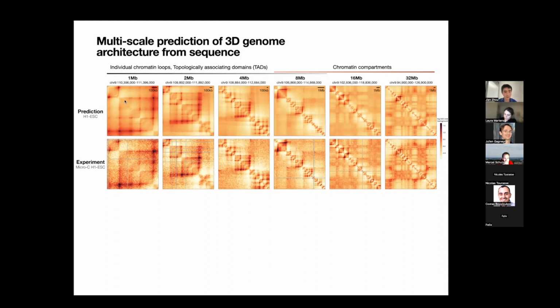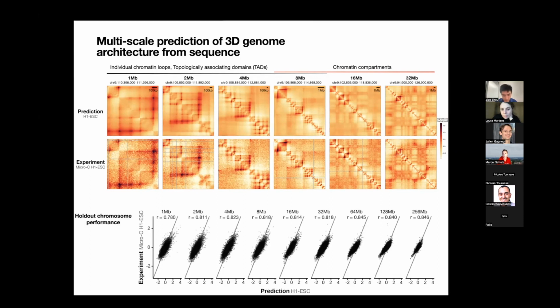And we can also capture the different types of structures at different scales. At the local scale, we capture those topologically associated domains. And when we look at more than 1 megabase scale, we can see those plaid-like patterns which represent compartments. So both are predicted by the model, and we do a more quantitative comparison across all of the holdout chromosomes. We do see a pretty good correlation across different spatial scales.